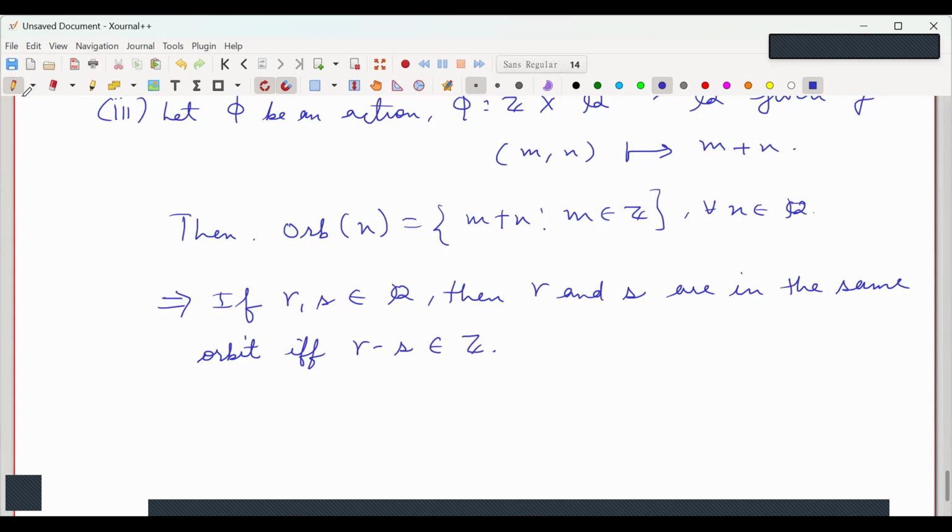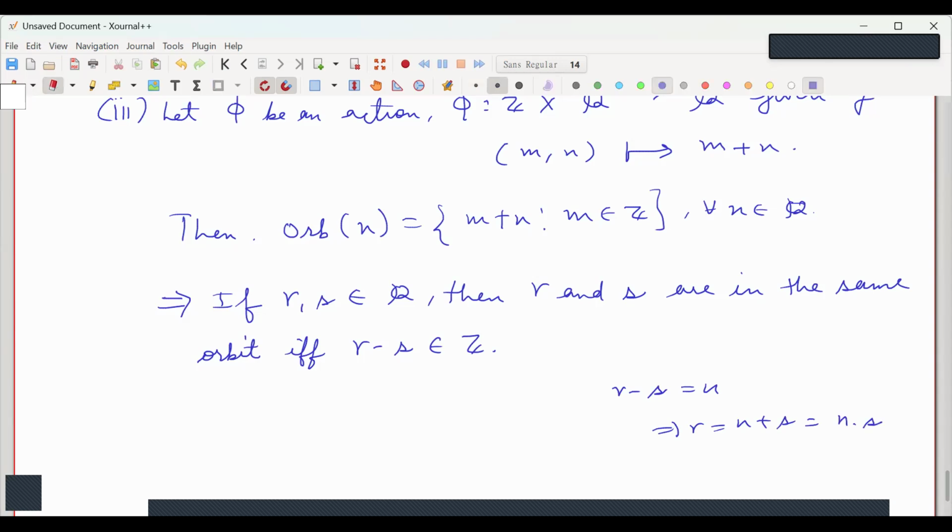If R minus S is an integer, let's say R minus S is n. In the converse direction, if R minus S is n, then R is n plus S, which is just n acting on S. So R belongs to the orbit of S.